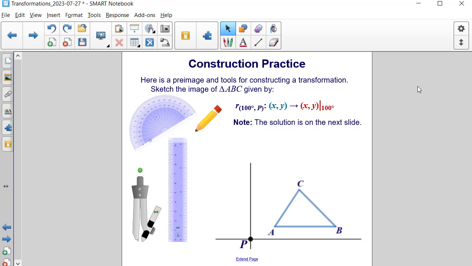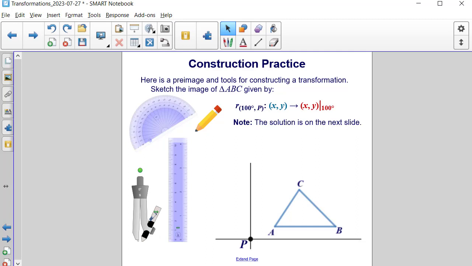Now let's practice some constructions for rotations. Here is a pre-image and tools for constructing a transformation. Sketch the image of triangle ABC given by a rotation of 100 degrees counterclockwise about point P. A point (x, y) will map to (x', y') with a 100-degree rotation.